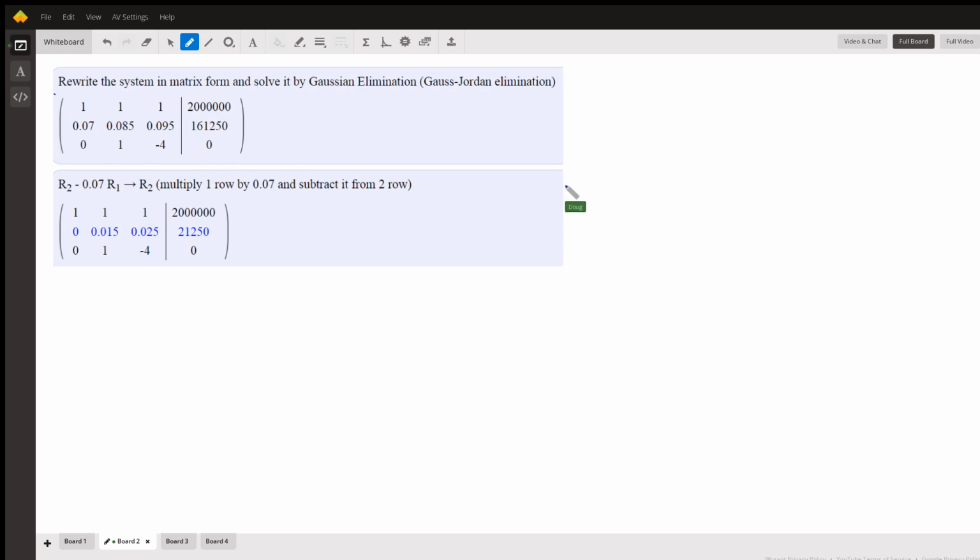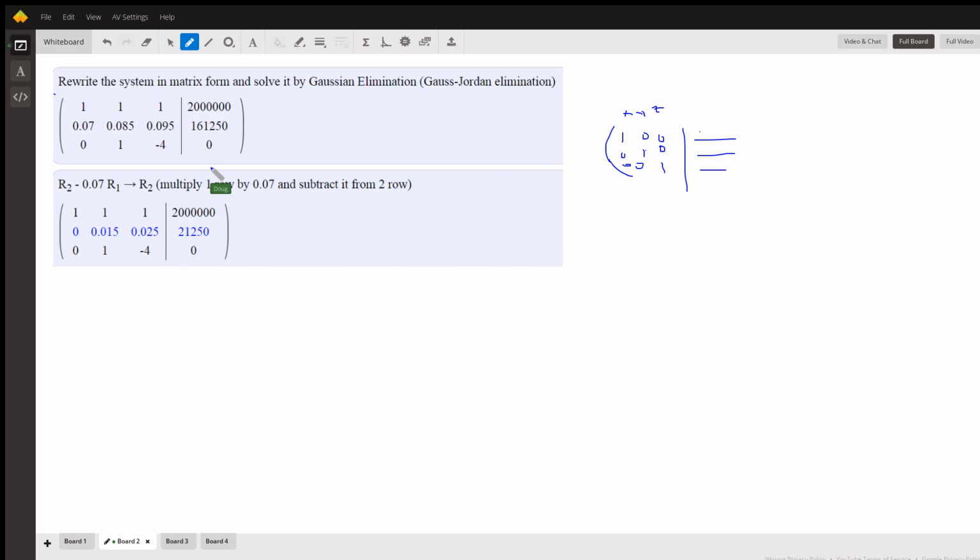The idea is that we want to end up with 1, 1, 1 along the diagonal and zeros everywhere else. And then over here to the right, that'll be the value of X. That'll be the value of Y, because this is X, Y, Z.